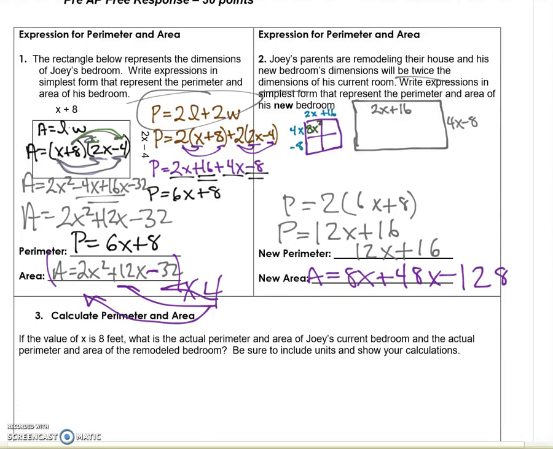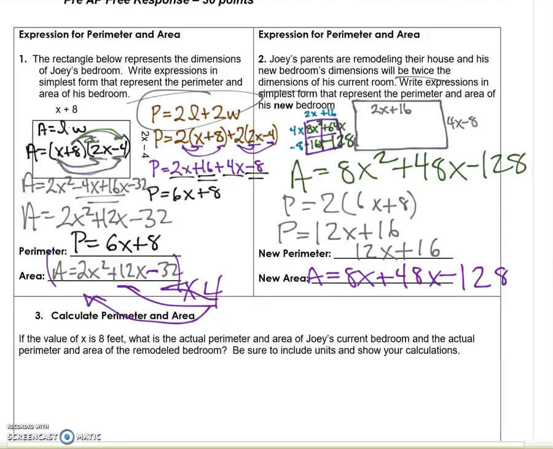Okay, and 4x times 16 is 64x, and the negative 8 times 2x is going to give us a negative 16x, and then 16 times a negative 8 would be a negative 128. Okay, and so then we would get an area that is equal to 8x squared. Okay, so 64x minus 16x, well, 64 minus 16 is equal to 48. So that's going to be a plus 48x and then minus the 128.